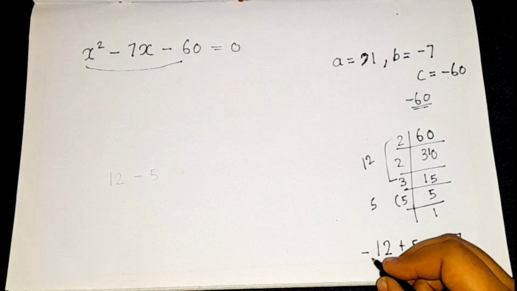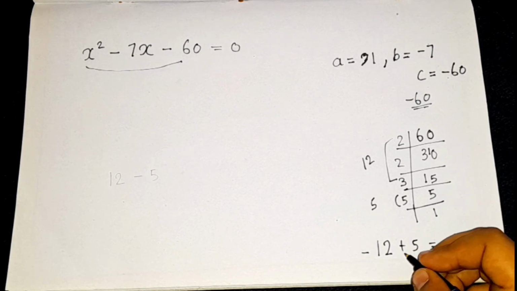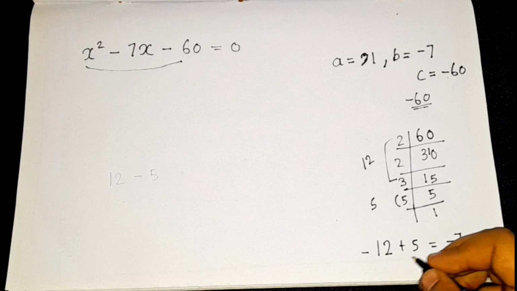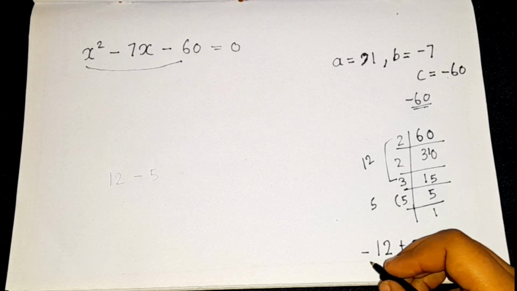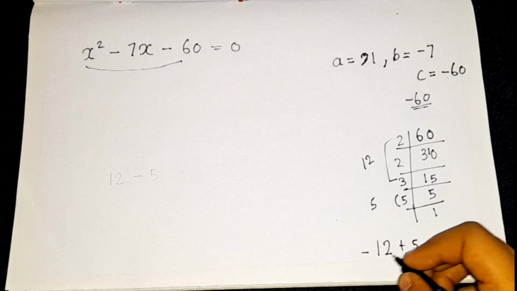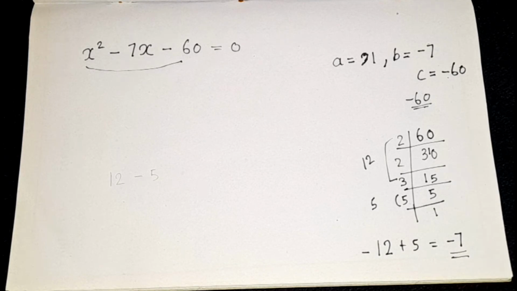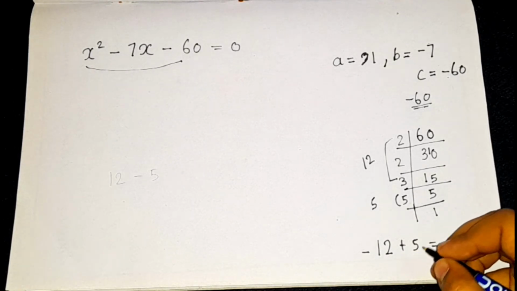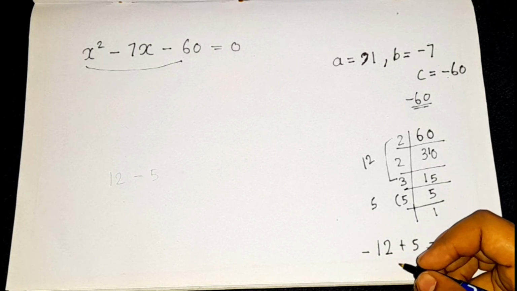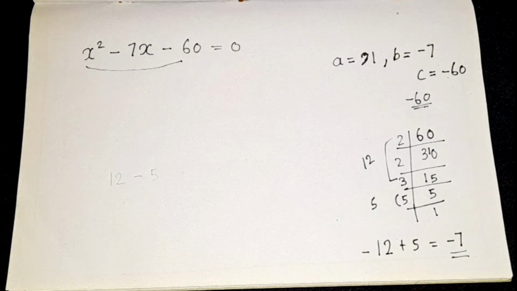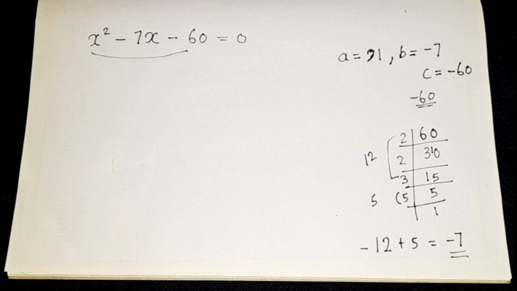Okay, so when we just do minus 12 plus 5, we get minus 7. Am I right? So minus and plus is minus. So when we just subtract 12 minus 5, we get 7, and here the greatest number is 12, it has minus sign, so it is minus. So now we got minus 7. So in the place of minus 7, I am going to be writing 5 and then minus 12. Okay, so now let us do that. So now let's do it.